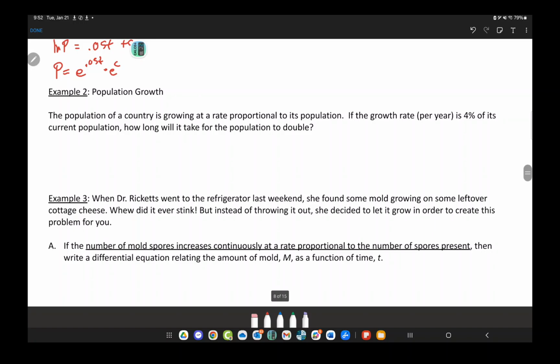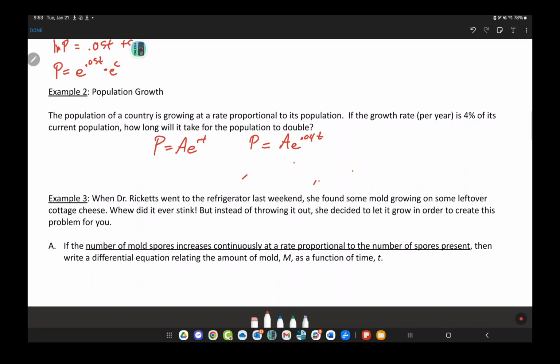The population of a country is growing at a rate proportional to the population. If the growth rate is 4% of its current population, how long will it take for the population to double? Again, we do know the formula. I'm not going to go through the process. What's the formula again? P equals A e to the rt, and this gives us the rate. So in this case, P is equal to A e to the 0.04t. Now we're trying to find t, and they don't give us P or A, but they kind of do.